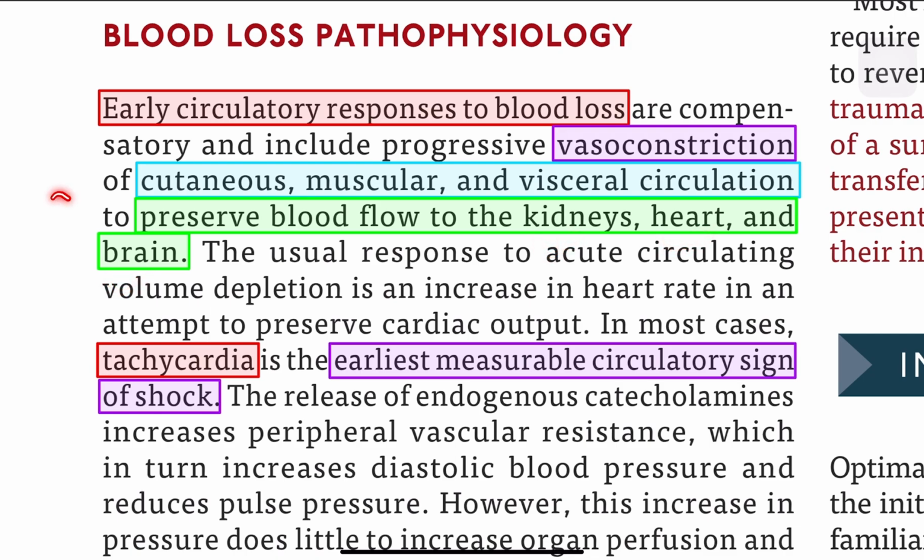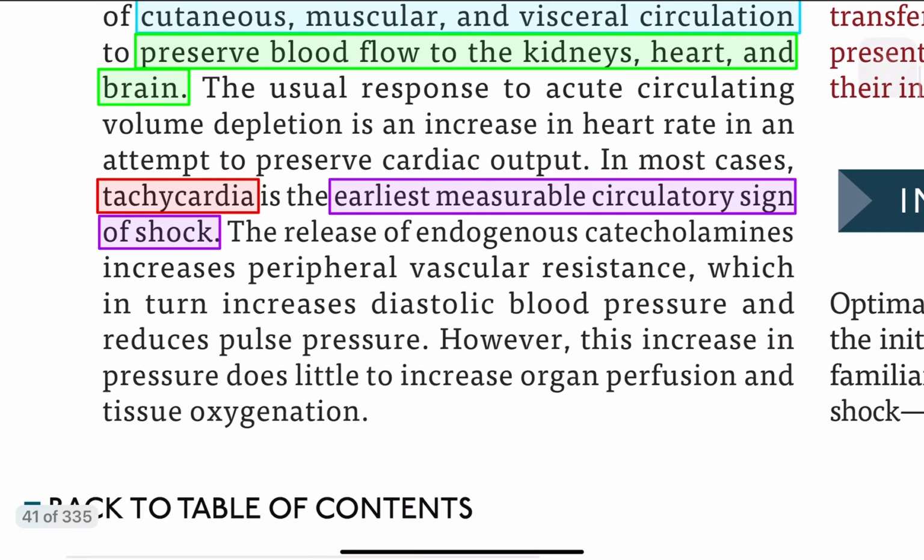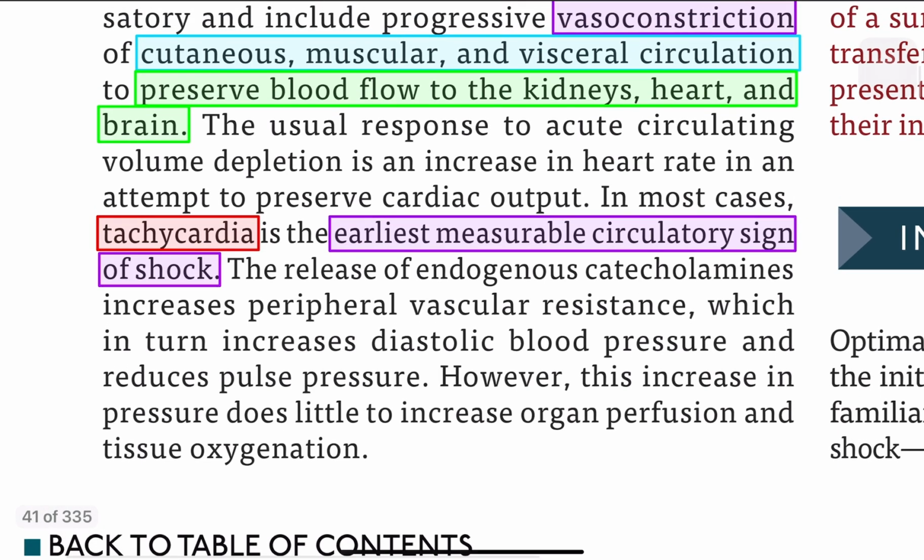This is a very important line. Preserve blood flow to the brain, heart and kidney. Remember, the liver is not included. Tachycardia is the earliest measurable circulatory sign of shock. This is a very important line.